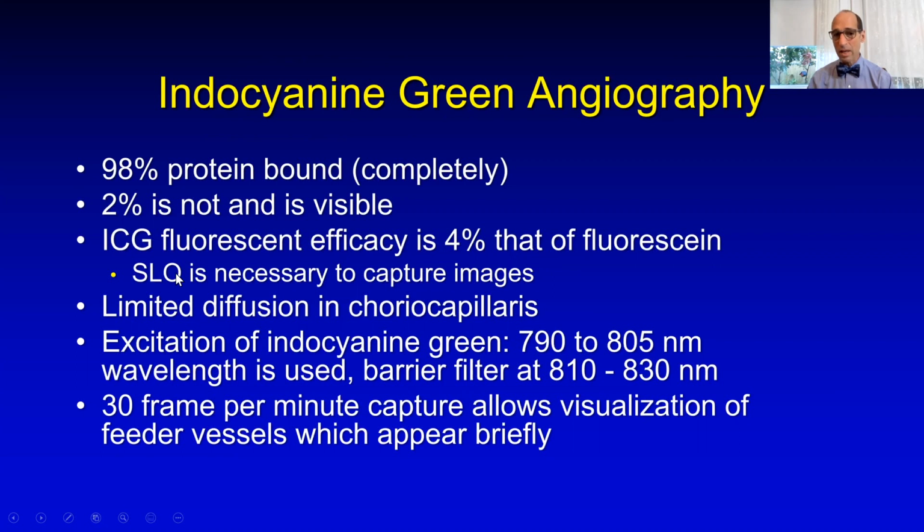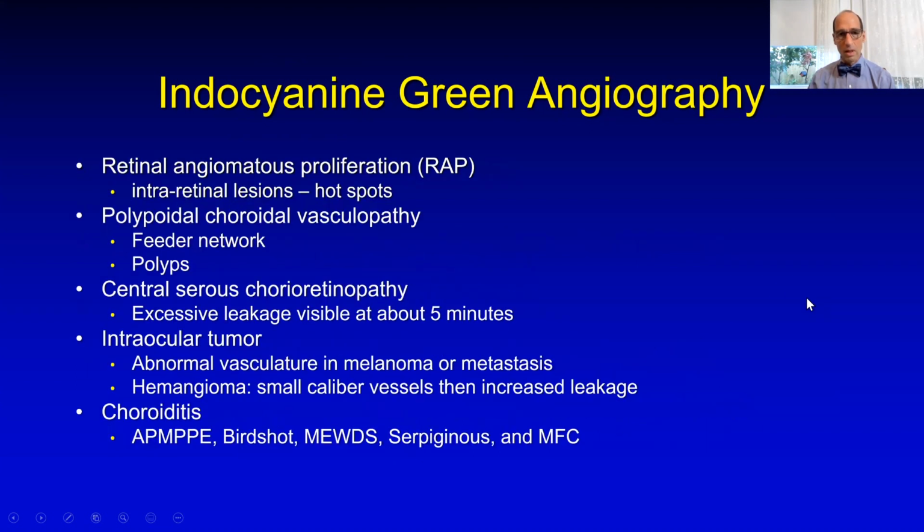So prior to the SLOs, the ICG images were terrible. But now that we have SLOs, the ICG images are really nice. There's limited diffusion through the choroid capillaris because of it being so bound up and so little of it. And the excitation is different. ICG is much more forgiving. The fluorescein angiogram is an unpleasant test. It's very bright. ICG is more in the infrared, near infrared wavelengths, so the patients aren't bothered by it at all.